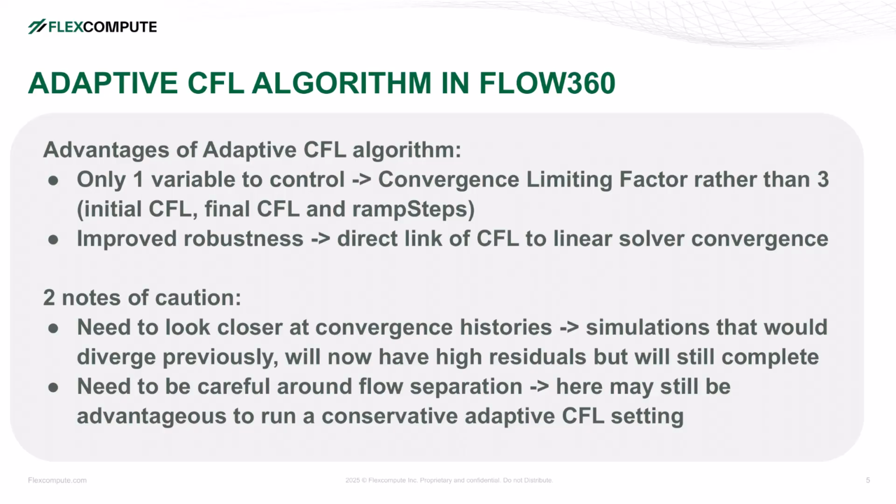Conceptually, you can think of it like this. For a very conservative convergence limiting factor, the CFL increases slowly and the residuals drop more slowly. For a higher convergence limiting factor, the CFL grows faster, and the residuals tend to decrease more quickly, but the settings are less conservative. And you must pay closer attention to robustness and accuracy, especially for complex cases near separation.